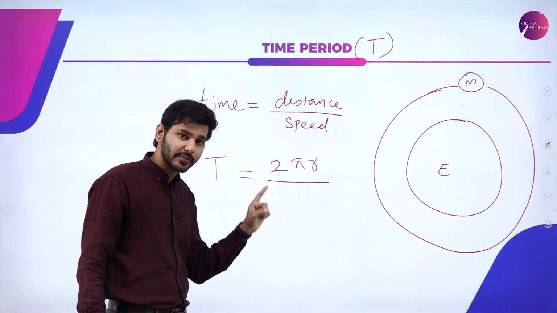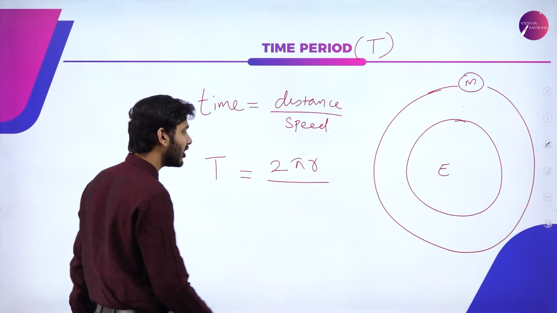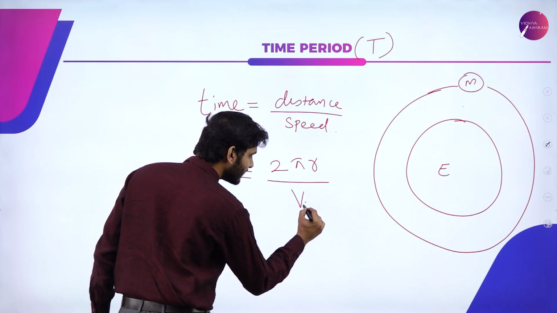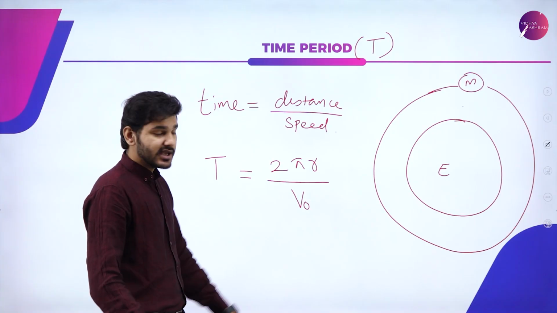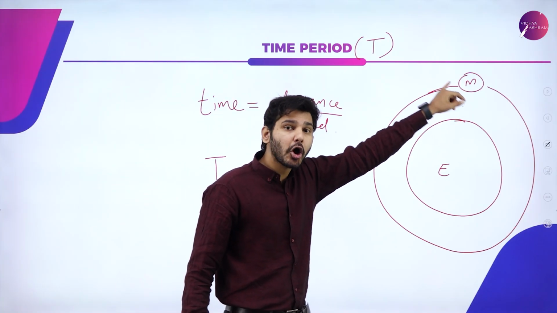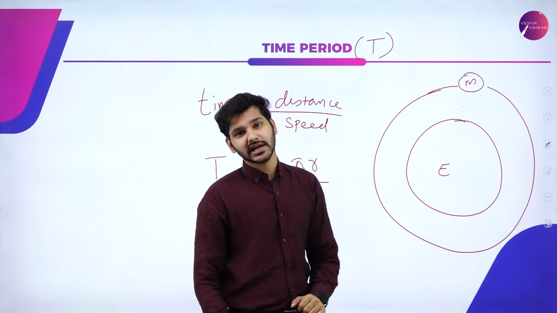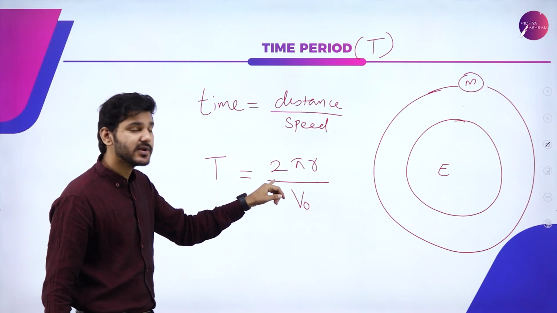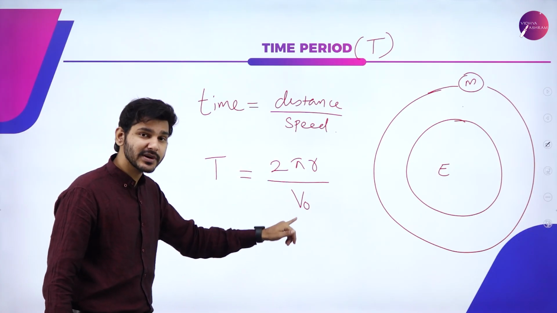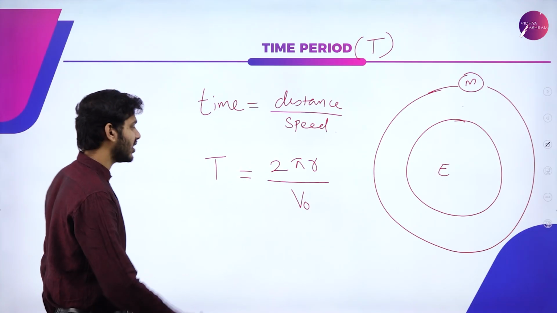So 2 pi r by velocity. Here the velocity is nothing but v naught. That is, here the velocity is the orbital velocity of that particular satellite. So the distance will be 2 pi r and the velocity will be orbital velocity v naught. So how can you write it?